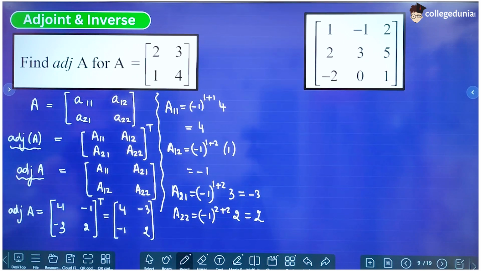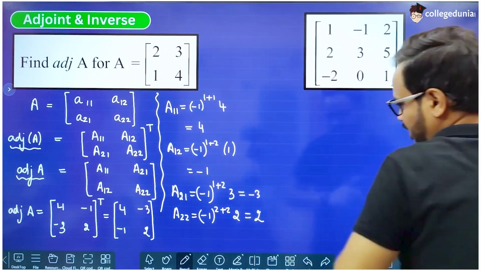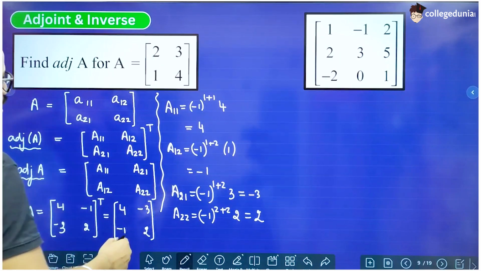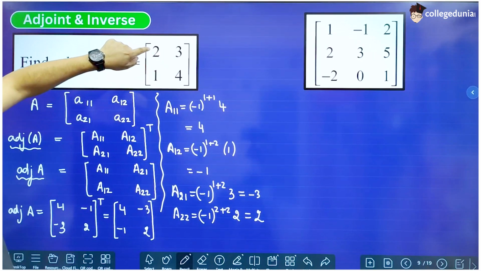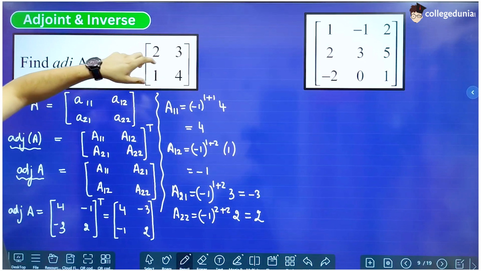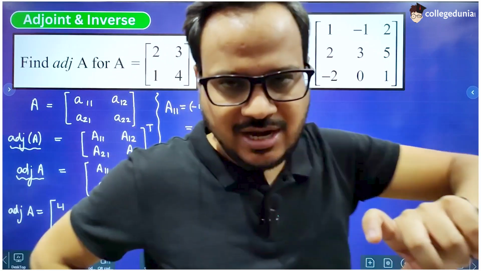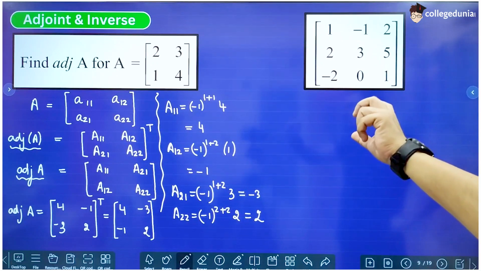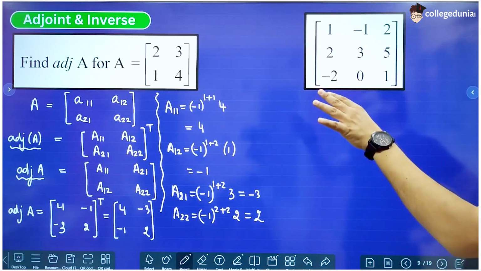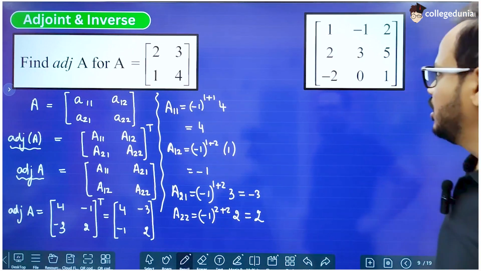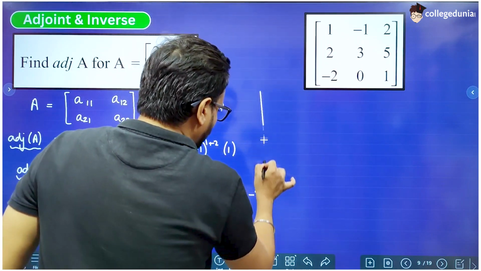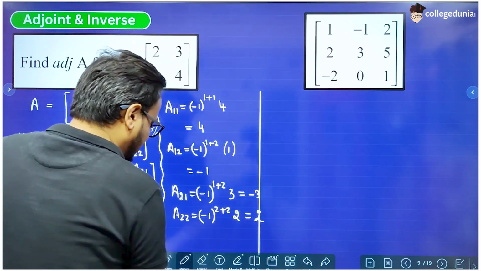So for a 2 by 2 matrix, it is very easy to take the adjoint. Let's compare these two. The positions of these two are interchanged: 4 is here and 2 is now here, and the signs of these two are interchanged. So just interchange the positions of the main diagonal elements and just change the signs of the other diagonal elements, and you can directly find the adjoint of the 2 by 2 matrix. That is a shortcut. Now let's find the adjoint of a 3 by 3 matrix. We have not discussed yet what is the use of finding the adjoint. That we will discuss shortly.